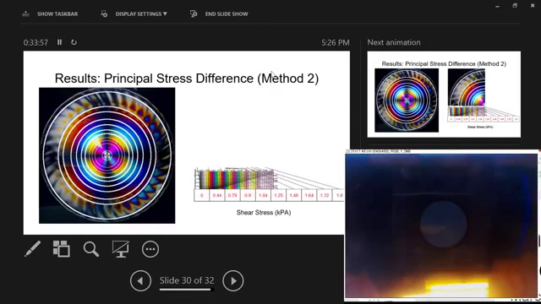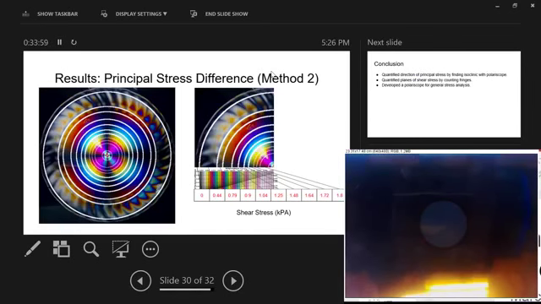Okay, here it is. So using that chart right here, I was able to assign values to each of these fringe orders of our shear stress. And you can see they're roughly the same magnitude as the ones we looked at previously, so on the order of 1 kilopascal roughly.